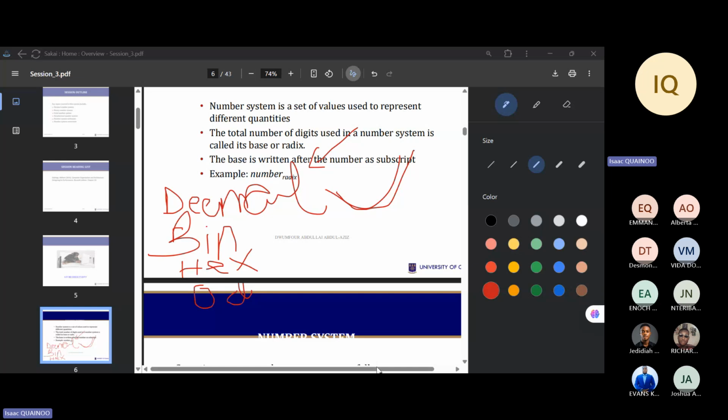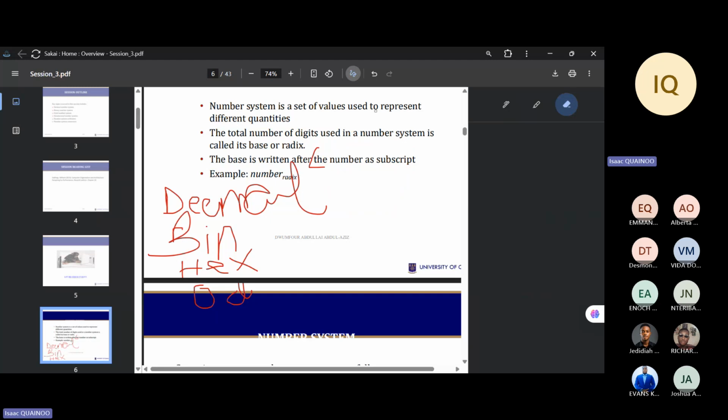All right, sorry. So let's continue. So I was saying that the decimal number system is the base system we are going to use here. And then the next most important is the binary, the hexadecimal, and then the octal. Okay, so let us look at these four number systems.